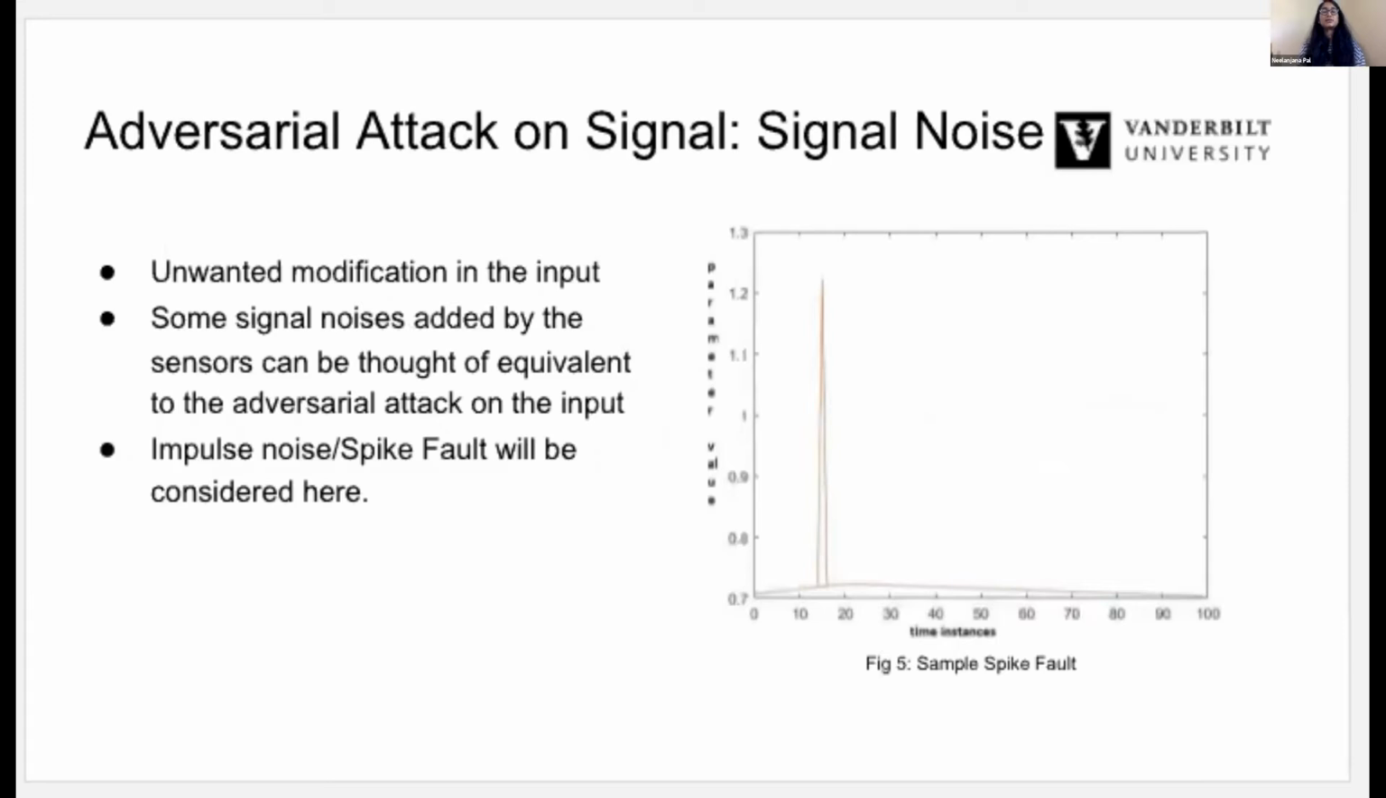So this is basically the primary stage of the exploration of autoencoder verification. We started off with a basic attack signal. In general, any unwanted modification in the input can be termed an adversarial attack. And here we have used impulse noise, as you can see in the image given here. Impulse noise is a random occurrence of spikes for a very short duration but relatively high amplitude. This is also called spike faults.